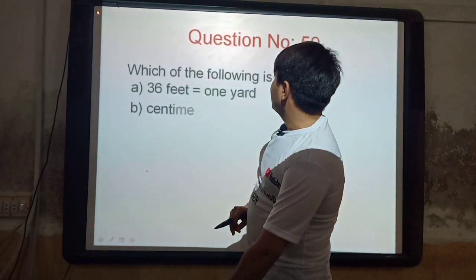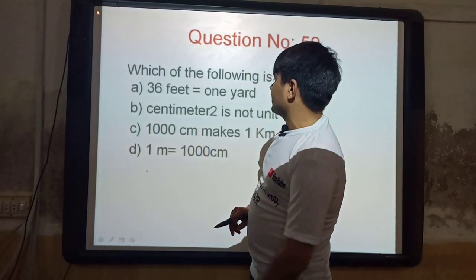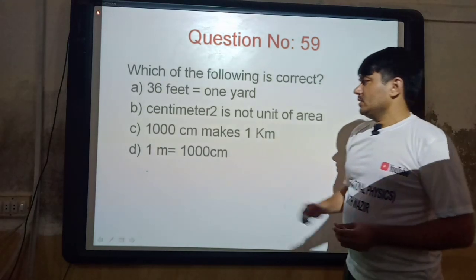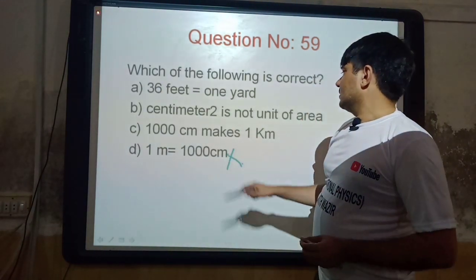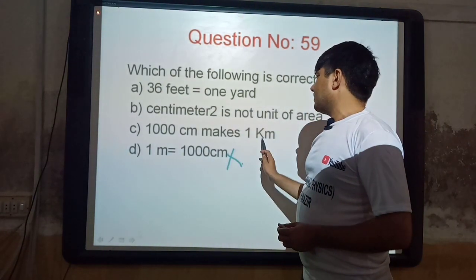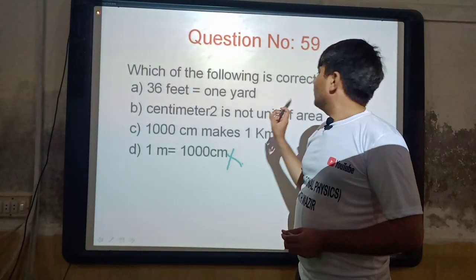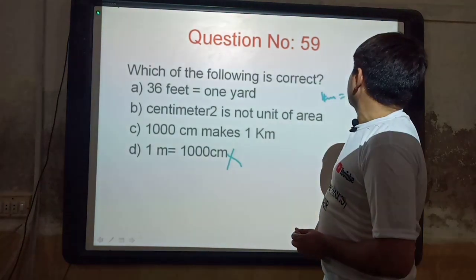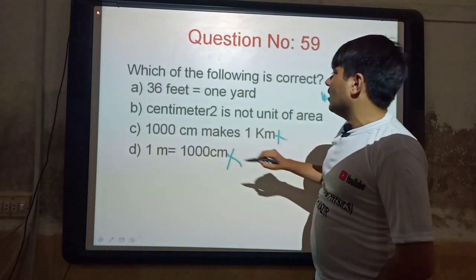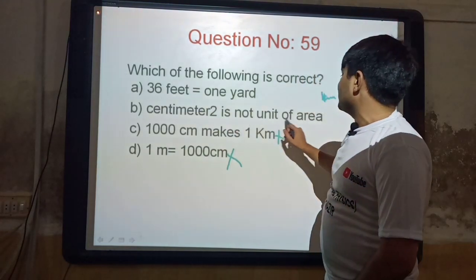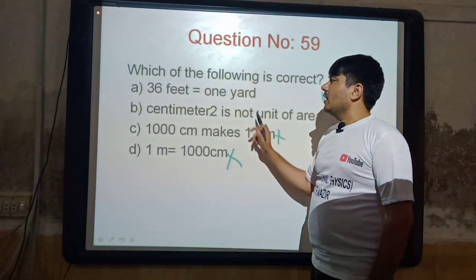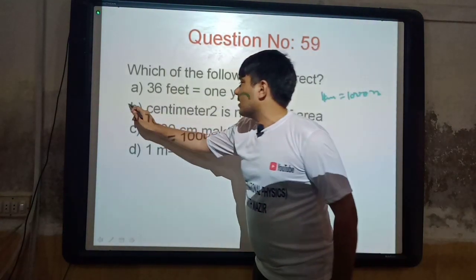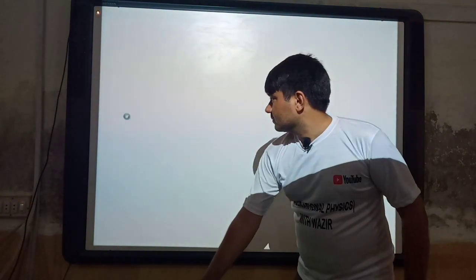Another question, which of the following is correct? This is wrong. 1000 centimeter makes 1 kilometer. 1 kilometer is equal to 1000 meter. It means this is also wrong. Centimeter square is not a unit of area. 36 feet is equal to 12 yard. So this is a correct option.